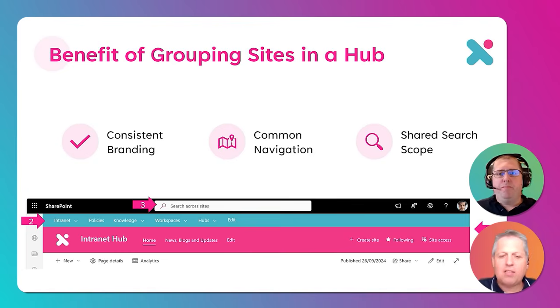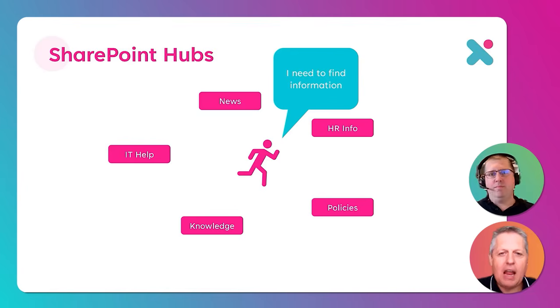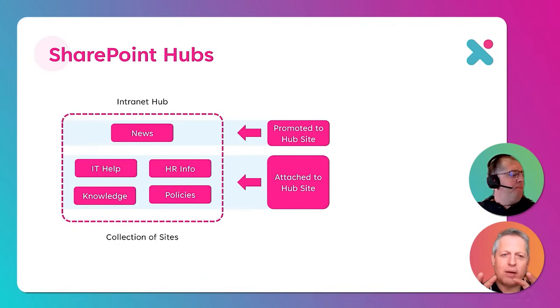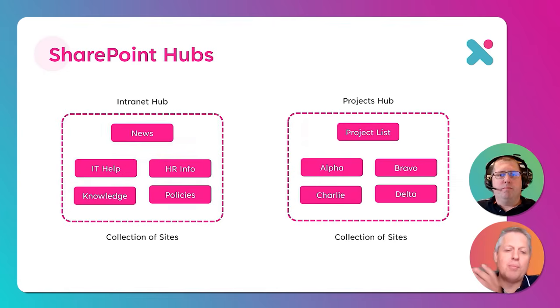Exactly. Okay, so let's take a use case. Here's Bob, for example. He's looking to find out information, and it's the kind of information which might sit in any of these. It might be, for example, bring your own device. Is that a policy? Do I look at IT help? Is it knowledge? By using that shared search scope, which you mentioned earlier, one search, and I've typed in BYOD, will bring back any results from any of those sites. But if I had a separate hub, which maybe was an IT consultancy, and I'm doing BYOD for a client, that result is not going to come in there. So Bob's going to get the answer he wants about BYOD.